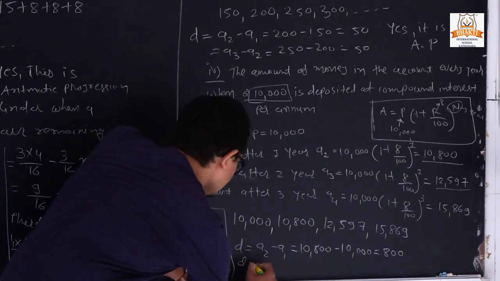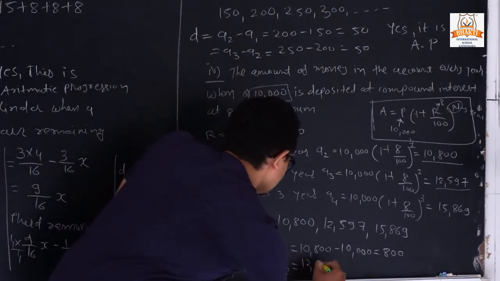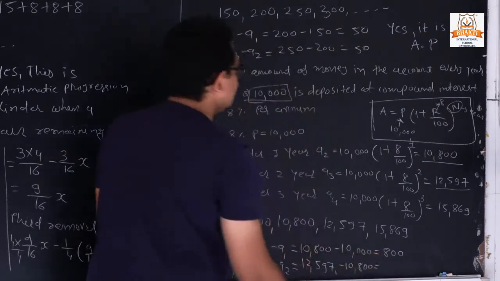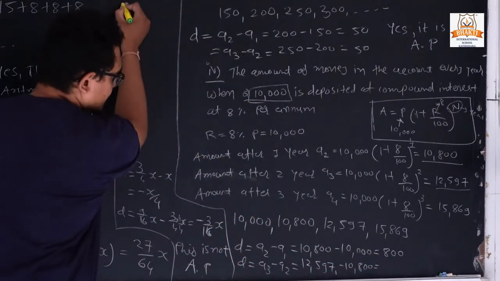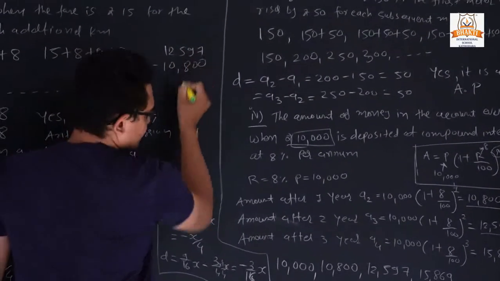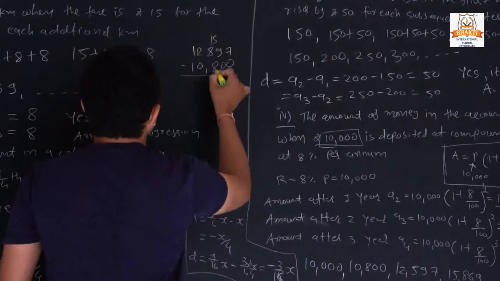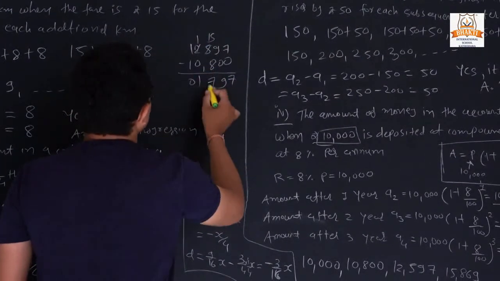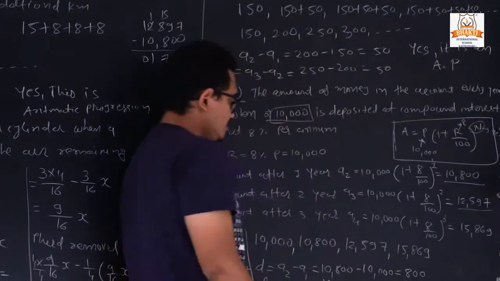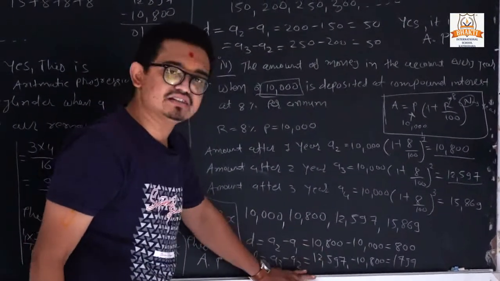Now next, third term minus second term. So 12,597 minus 10,800. So we can simplify this. 12,597 minus 10,800, so 7, 9, 15 minus 8, 7, 1, 0. So 1,797. So each time we don't have the same difference.